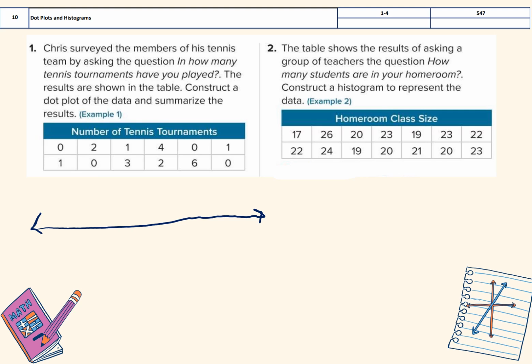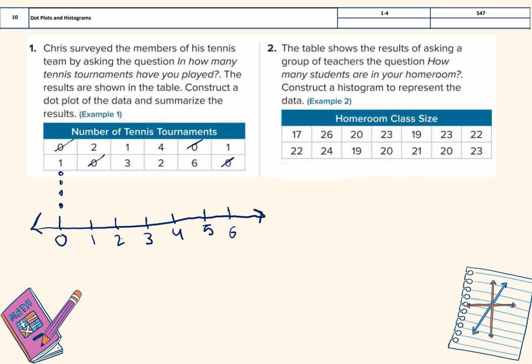As you see, if you look at the data, you see that the minimum value is 0 and the greatest value is 6. So I'll start with 0, 1, 2, 3, 4, 5, and 6. And I'll start counting how many of each number I have. Let's start with the zeros. How many zeros do we have? 1, 2, 3, 4. So I'm going to make 4 dots above 0.